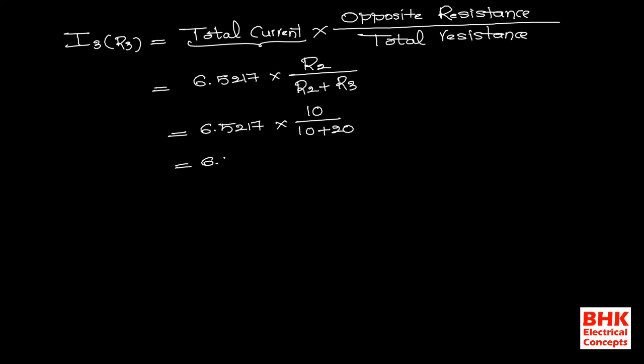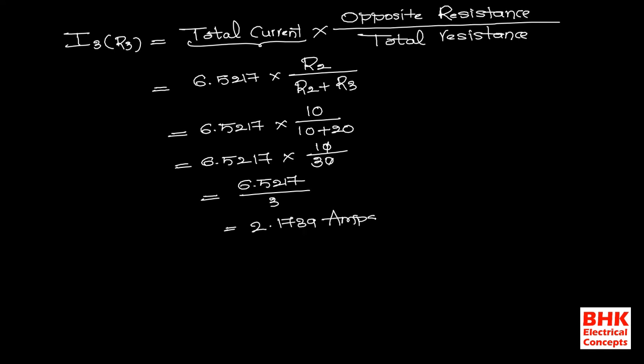Now see here, 6.5217 into 10 divided by 30. So 0 gets cancelled. So 6.5217 divided by 3. If you simplify 6.5217 divided by 3, you will get the value of 2.1739 amps. So this is the value of I3.